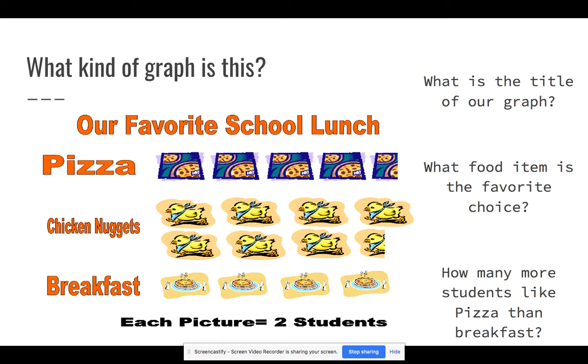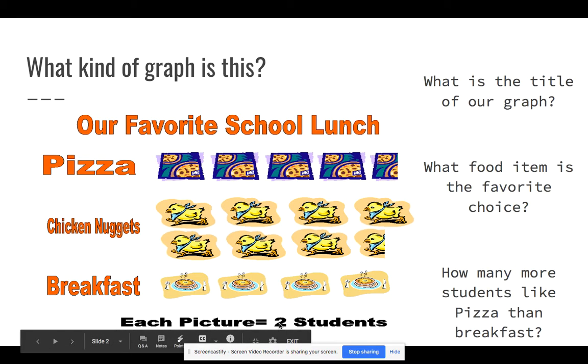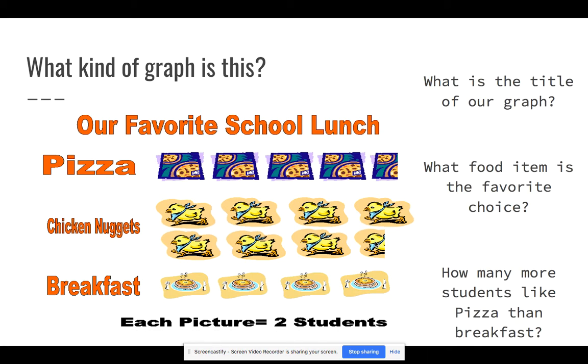Next, what food item was the favorite choice? Which food item had the most votes? Was it pizza, chicken nuggets, or breakfast? Correct. Chicken nuggets. Chicken nuggets has 2, 4, 6, 8, 10, 12, 14, and then we have a half. We look at our key, which is 2. Half of 2 is 1. So 14 plus 1 equals 15.